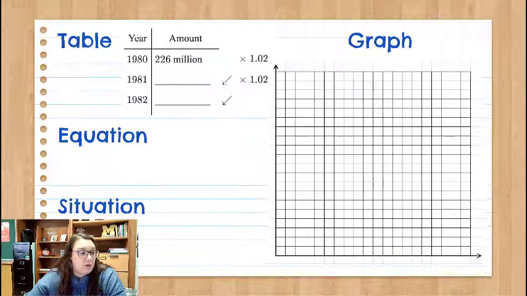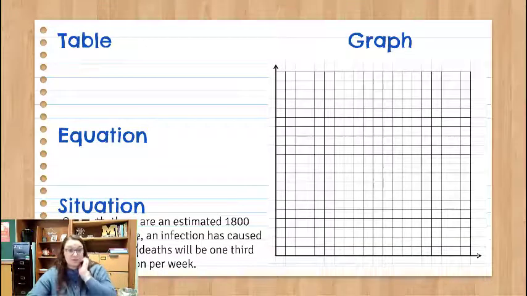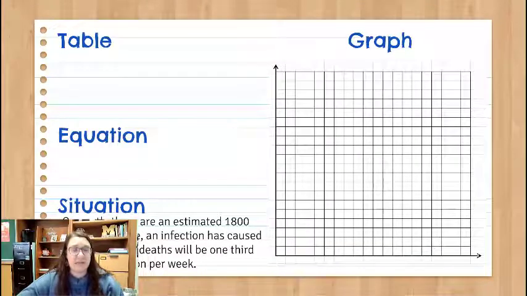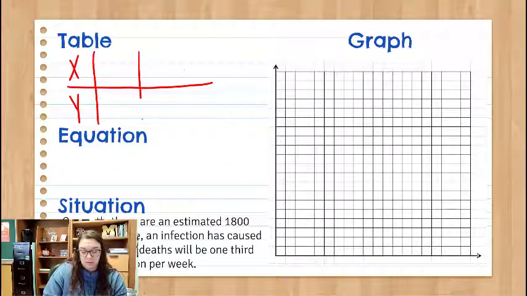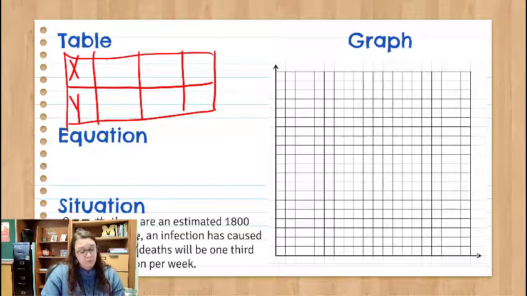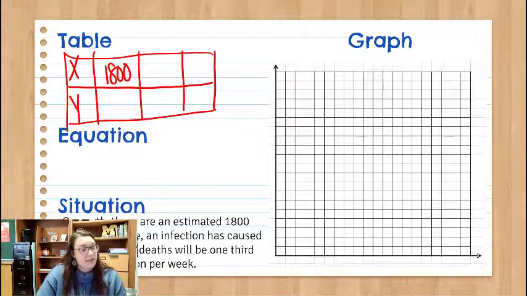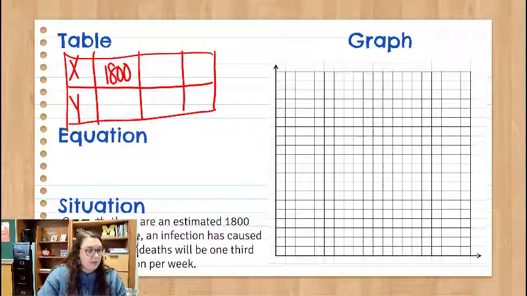Let's try our last one. I'm going to skip this one and do this last one with the situation. It says currently there's an estimated 1,800 trout in a lake, and an infection caused the rate of fish deaths to be 1/3 of the population per week. So our table I can set up with my X and my Y. We know that we started on day 0. Let me put a 0 up there. I got a little ahead of myself. We started on day 0 with 1,800.